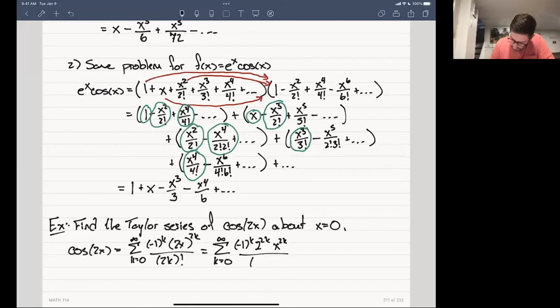And if you want to, there's one last simplification you can do. Let's say this is the sum from k equal to 0 to infinity, minus 1 to the k, 2 to the 2k is the same as 4 to the k, x to the 2k divided by 2k factorial. That was 1, 2, 3 steps instead of having to find a bunch of derivatives.